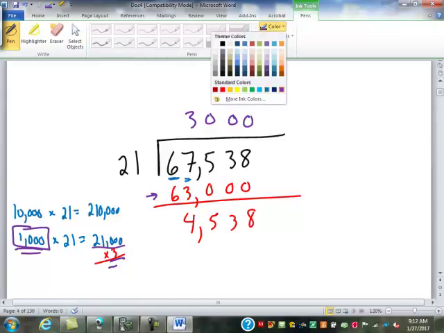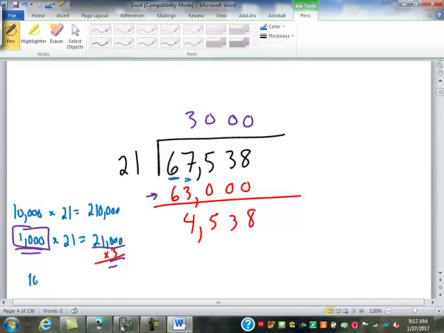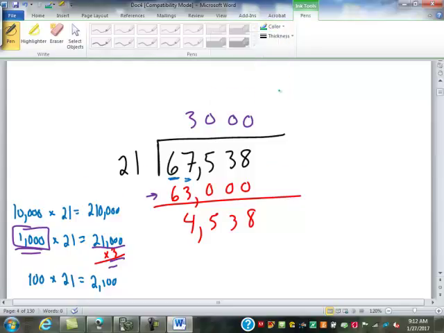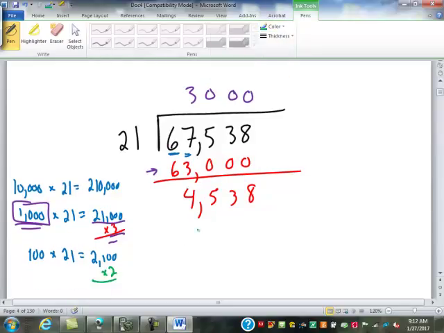So now we move on to the next place value, which is 100. 100 times 21 is 2,100. Can I subtract that from what's left? Yeah, it looks like I can do it twice. Times 2 would be 4,200. That's 8, 3, and 3. So what I did there, I subtracted a bundle of 100 of those 21s, and I did it twice. So 100 times 2, that's 200 more 21s.